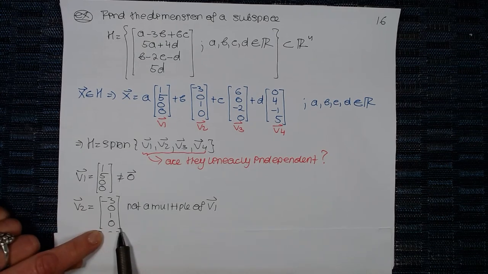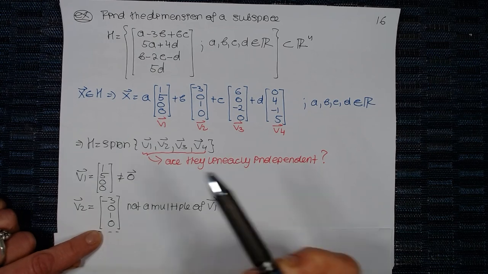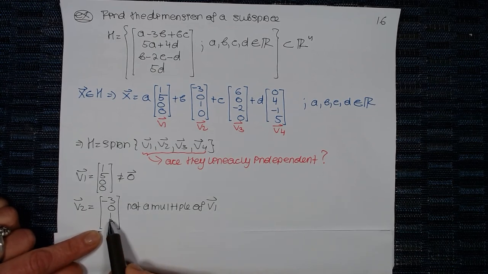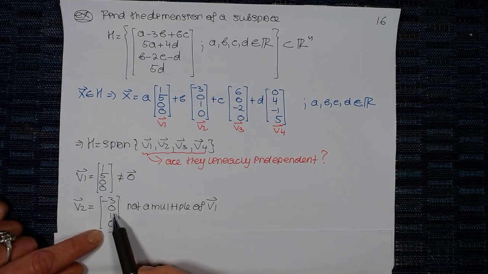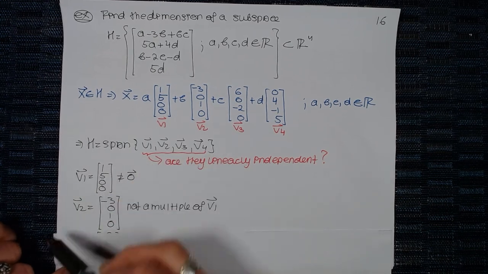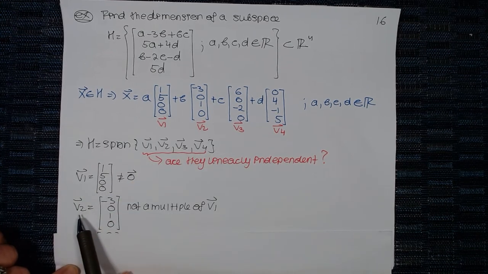So is V2 a multiple of V1? Definitely not, right? I have 1 in the third position, I have 5 in the second position, and 0 in the second position in the second vector. So they're not multiples of one another. So V1 and V2 are linearly independent.